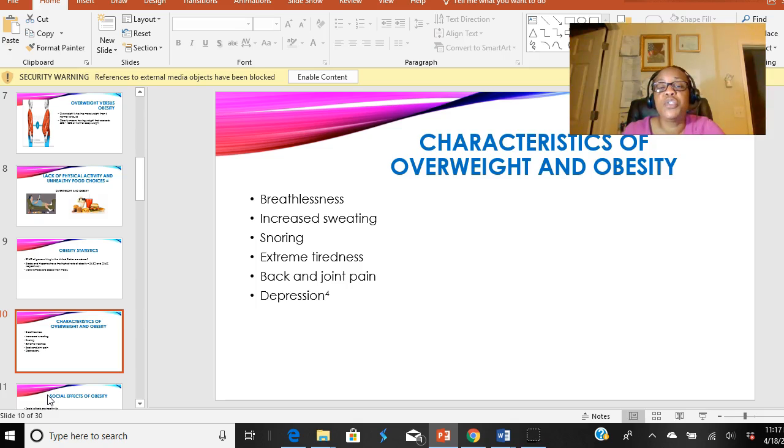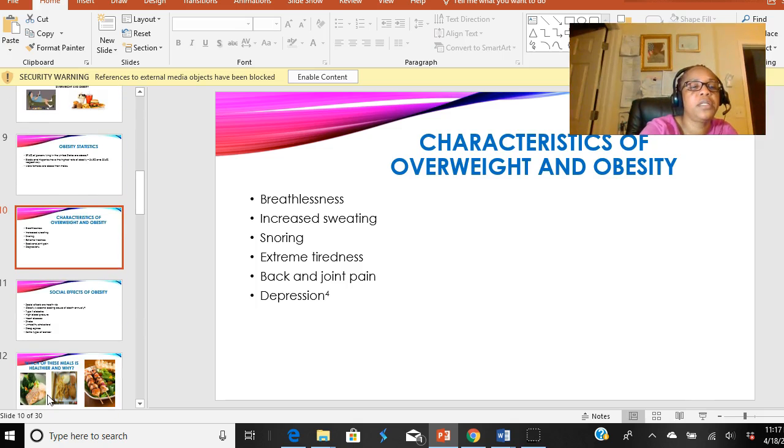It can cause snoring, which is dangerous. Extreme tiredness, so they might start to do something and immediately they get very tired. They will have back and joint pain. Also, both conditions can lead to depression, and this is number 4 in the reference slide.